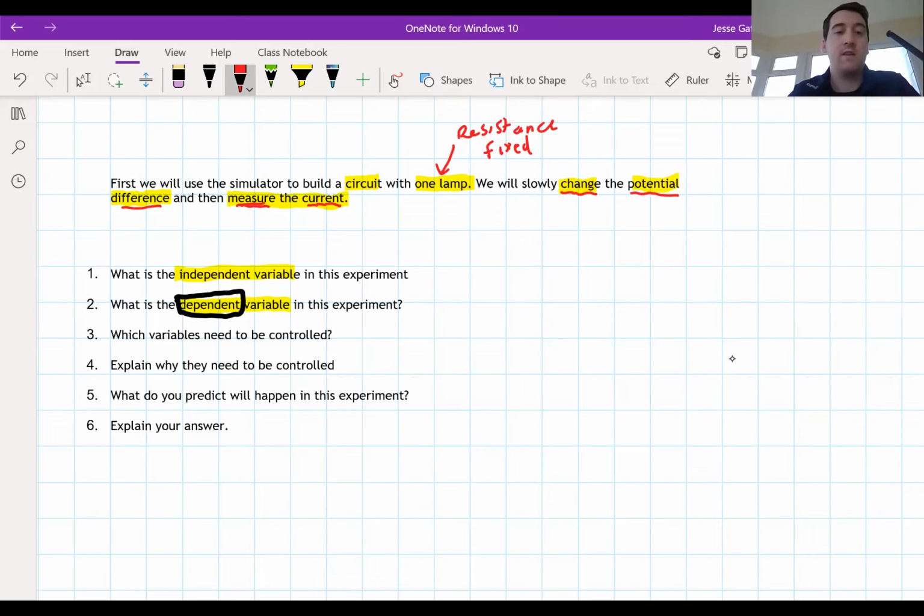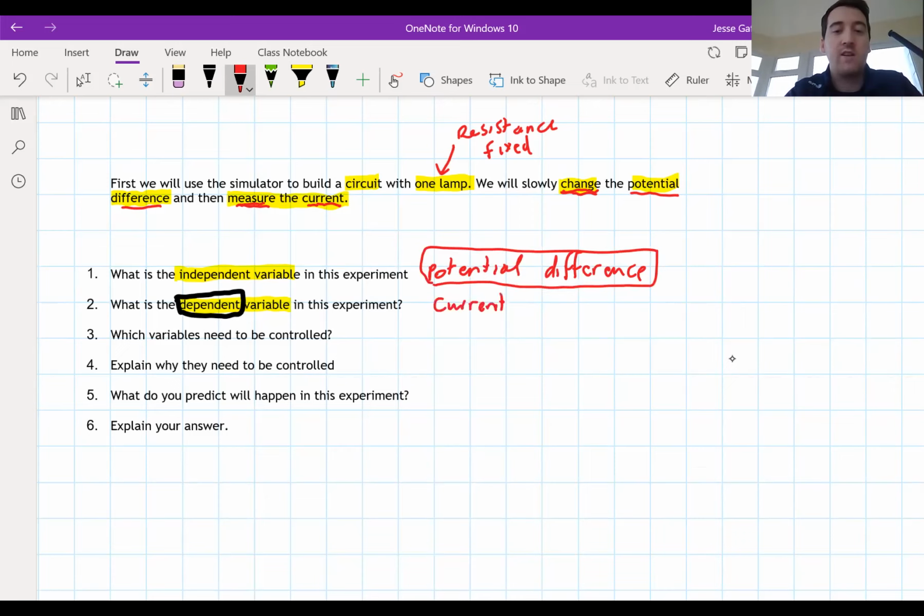Okay, hopefully you said this. What is the independent variable in the experiment? Well, that is the one the scientist changed. So the potential difference is the independent variable. Well done if you said that. Good job. So the dependent variable then is the one that the scientist checked to see if the change in the potential difference had any impact. So what they did is they checked the current. So they measured the current and they checked to see if their changes to potential difference had any effect. Current is the answer to number 2.